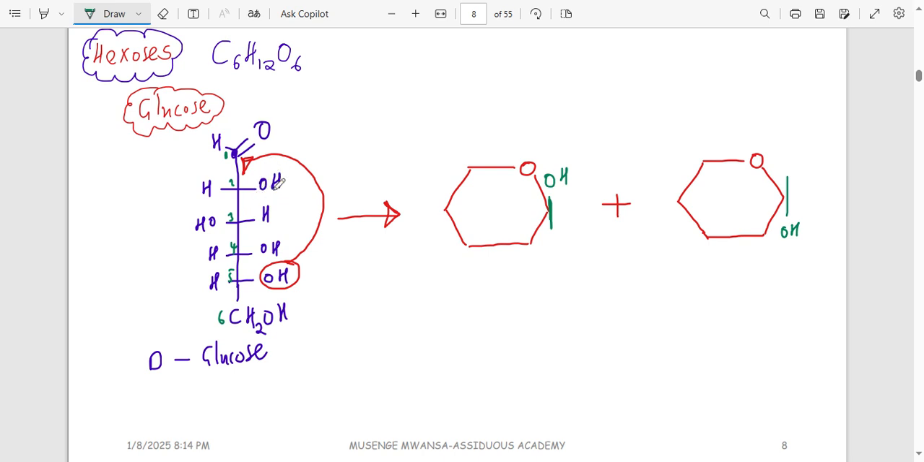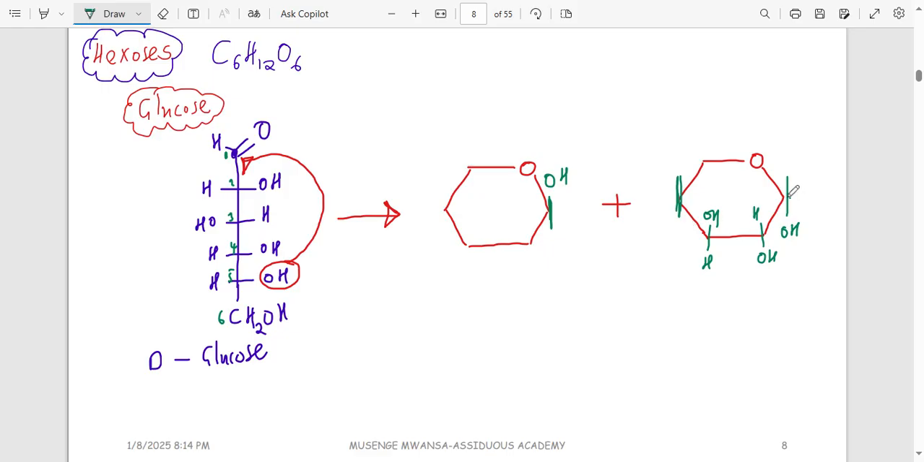So carbon number 2, can you see that OH is down? So here, OH is going to be down, and then H is going to be on top. Carbon number 3, can you see that H is the one which is down? And then OH is going to be on top. I've said that what is on this side is what is going to be down. And then carbon number 4, which is going to be here, we are going to have the OH.